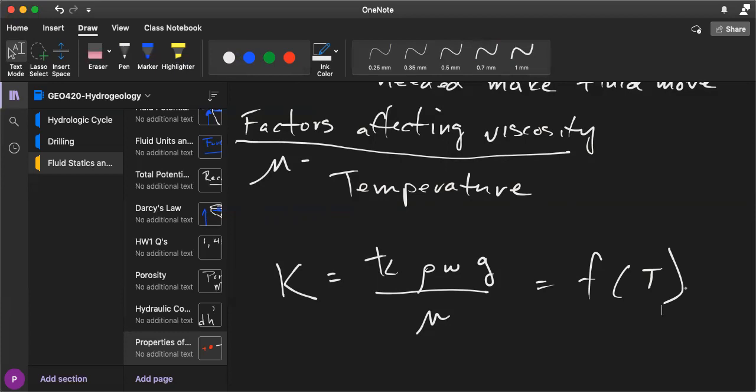And the hotter the water, the lower the viscosity. What does that do to the hydraulic conductivity? If I make this lower because I increased the temperature, what happens to hydraulic conductivity? It increases. So hot water moves easier through the earth than cold water.